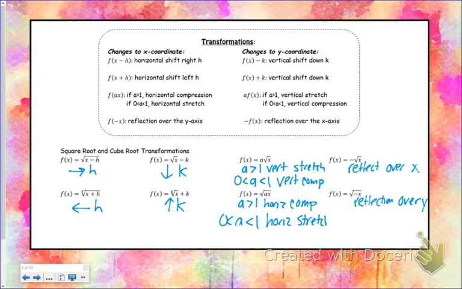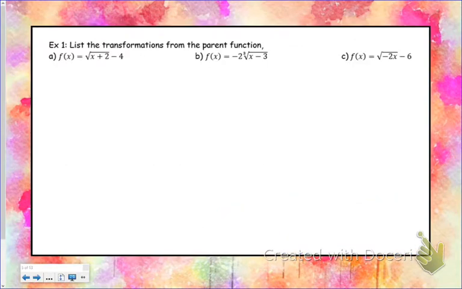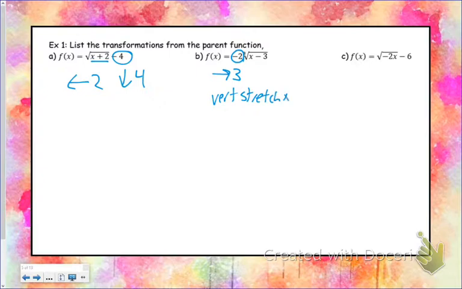Okay, so to start, we're just going to look at some square root and cube root graphs, and we're just going to list what those transformations are. So on A, this graph, if it's x plus 2, inside the root is horizontal, so that would go left 2. Outside the root is vertical, so that would go down 4. Right? Inside the root's horizontal, so this would go right 3. Outside the root is vertical, so this would be a stretch by 2. And this would be a reflection up and down, which is over the x.